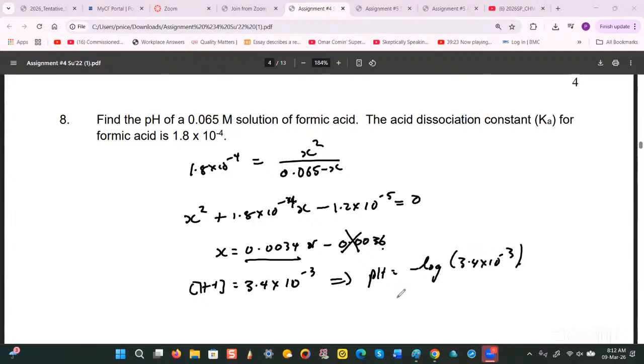So it turns out in this case, it doesn't matter if you use the assumed value; it would be the same as the actual value that is calculated going the longer route. Anyway, so 3.4 times 10 to the minus 3, we find the log of that and the negative, and I got 2.47 as the final answer. All right.